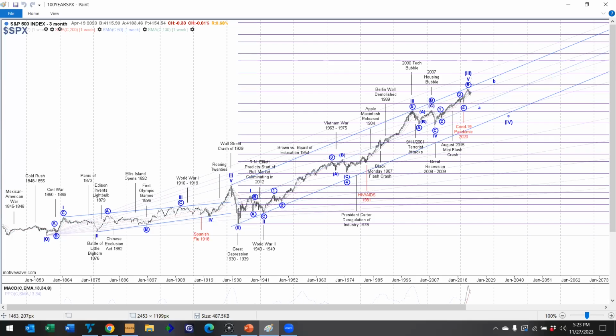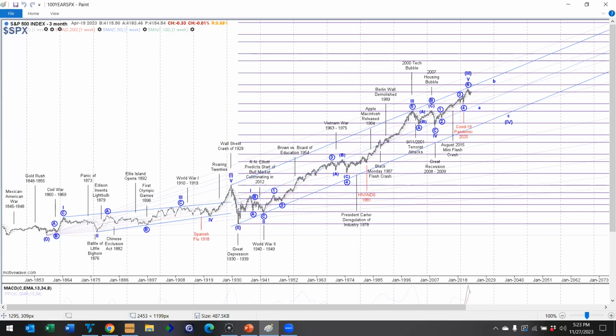And as you can see, we're completing the 5th wave of that 5th wave of wave 3. That means this structure is really very, very full, which began in 1932. So now I'm going to go into my chart, and I want you, again, to take note of where we are so you understand what you're about to see.